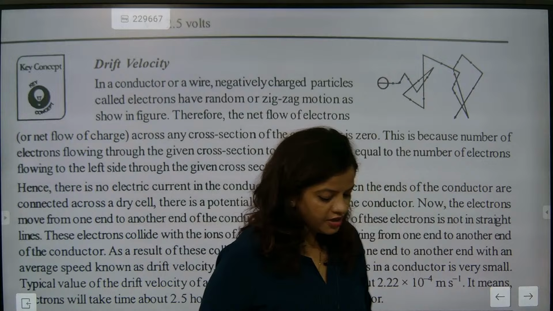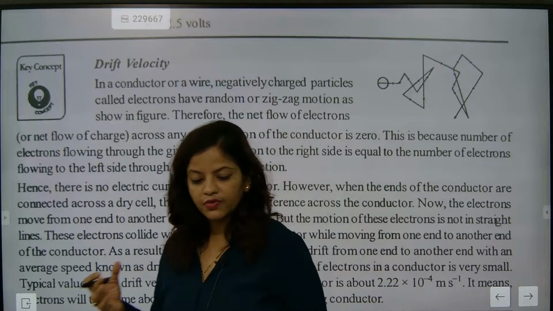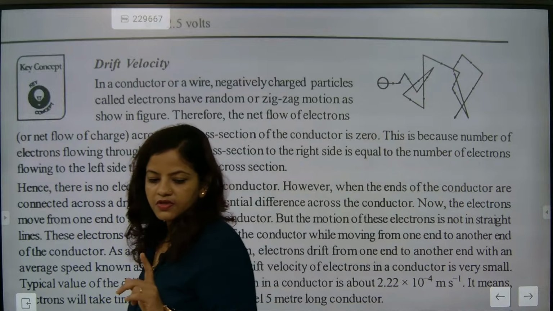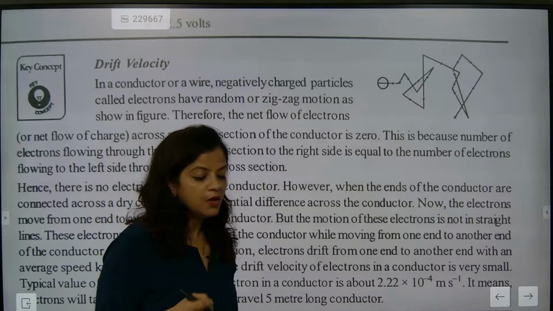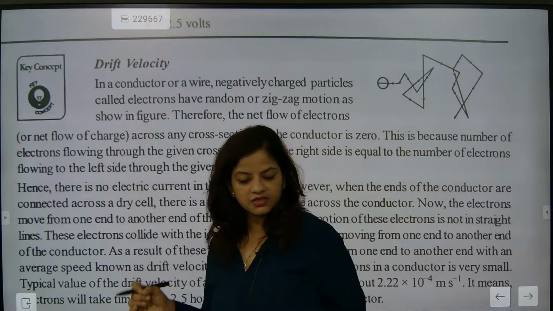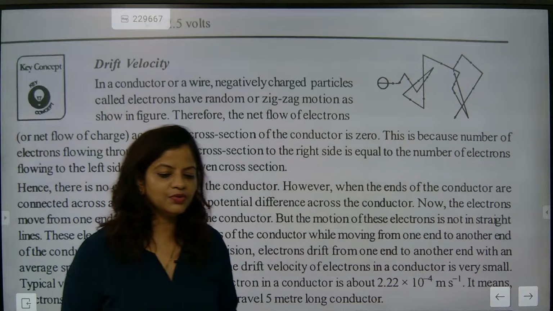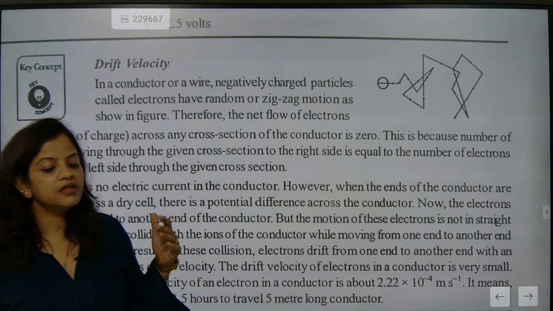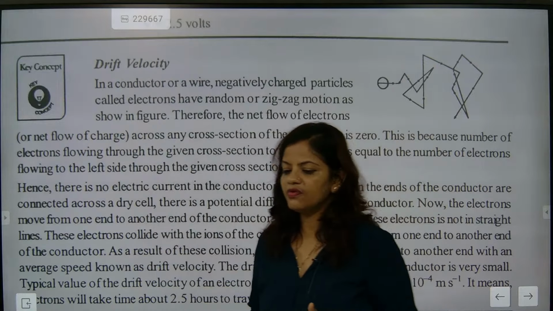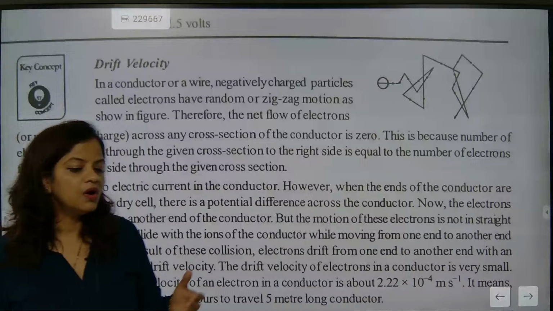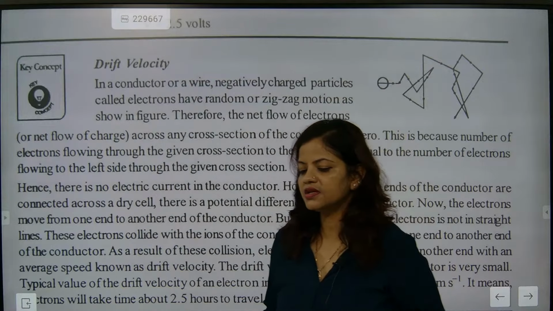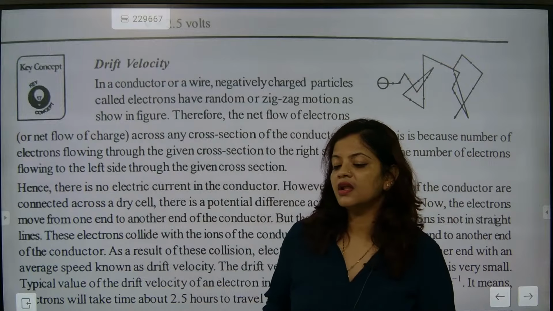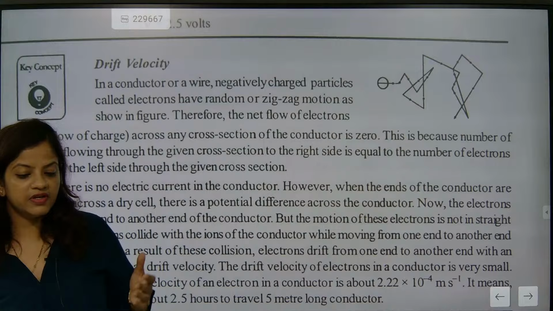Electric current. So what makes the current flow in a circuit? This is the first question for today. Electrons are there, but what makes the current flow in a circuit? If somebody asks you the reason behind the current flowing in the circuit, then you have to say that the potential difference maintained in the circuit will only allow the current to flow in the circuit. Otherwise, it is not possible.